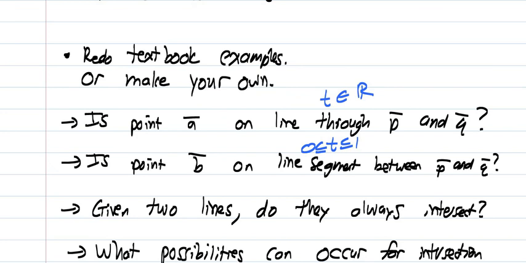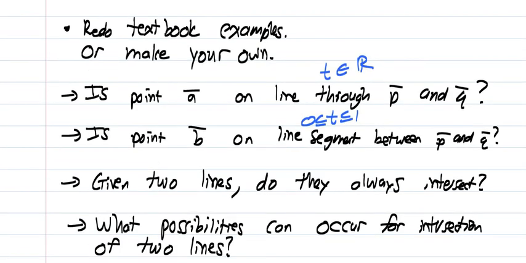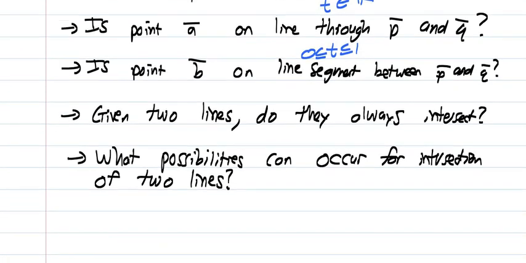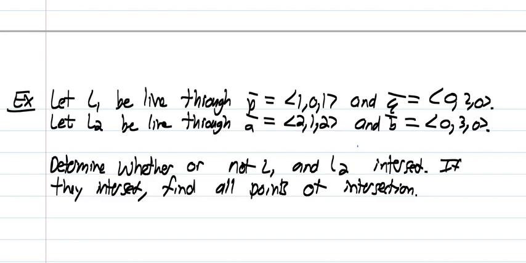Now, a more interesting question would be, let's say we have two lines. Do two lines always intersect or not? And given two lines, what possibilities can occur for the intersection? This is something we're going to explore next, but before we explore it, let's look at an example.